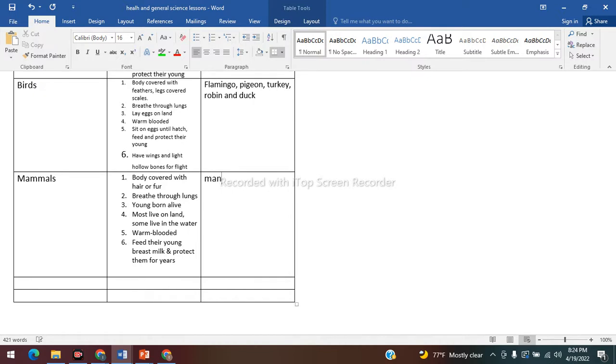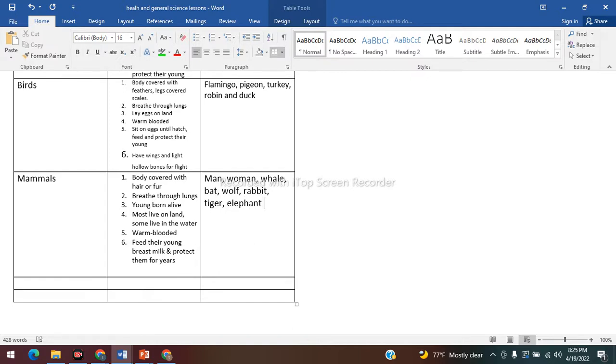So, man, woman, whale, dolphin, bat. Now, bat is an interesting one. You may think a bat is a bird, but it's not. They look creepy. Their face looks so weird. Wolf, rabbit, lion, tiger, elephant.